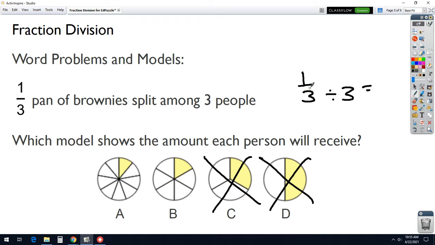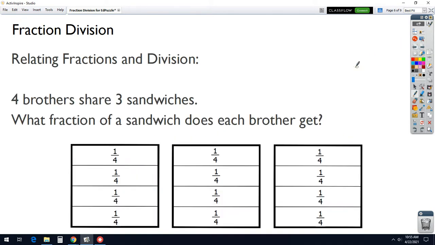So we can think about multiplication. 3 times 3 is 9. Should it be 9 or 1/9? Well, we started with a fraction, so we're going to end with a fraction of 1/9. Which model shows 1/9? 1 part out of 9? A or B? Well, it's going to be A. This is 1/9. You could count. There's 9 slivers there, and there's 1 piece out of 9. So that's the portion they'll receive.